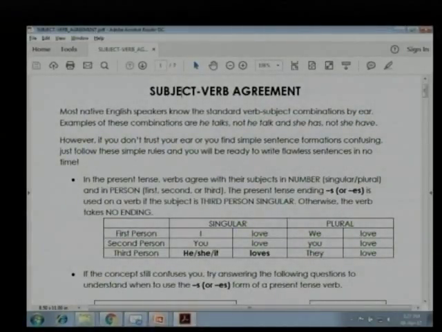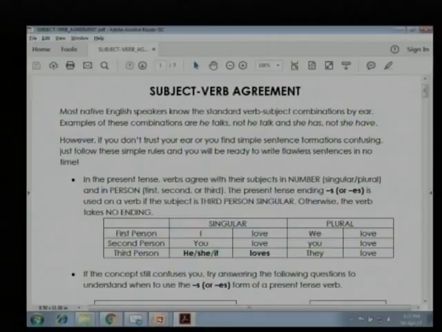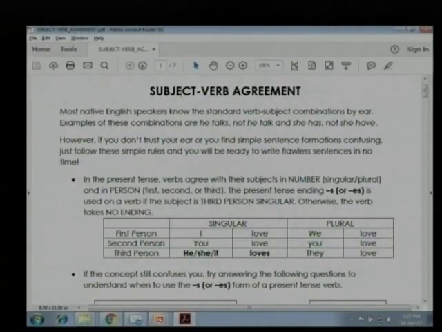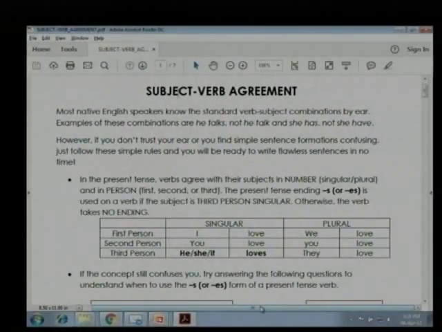Most native English speakers know the standard verb-subject or subject-verb combination by ear because we hear it, right? Examples of these combinations are "he talks," not "he talk," and "she has," not "she have." However, if you don't trust your ear or you find simple sentence formation confusing, just follow these simple rules and you will be ready to write flawless sentences in no time.